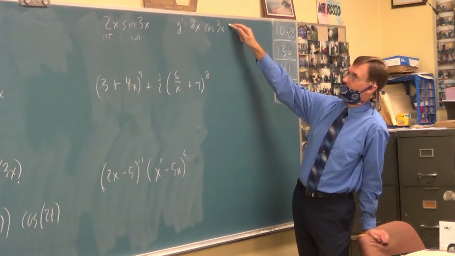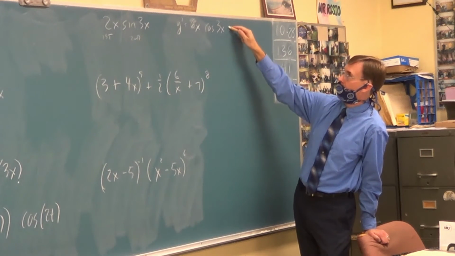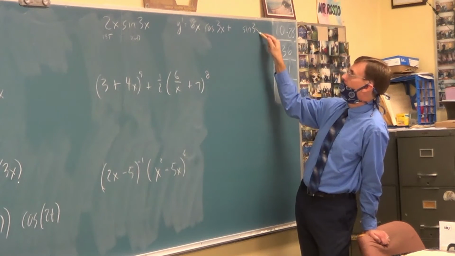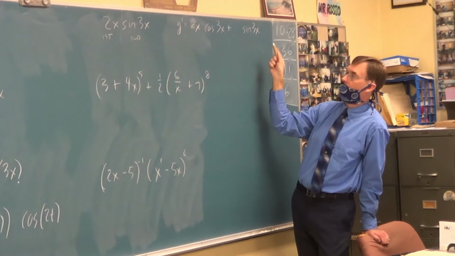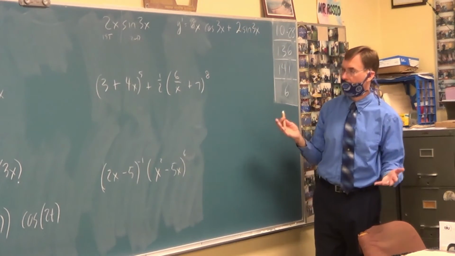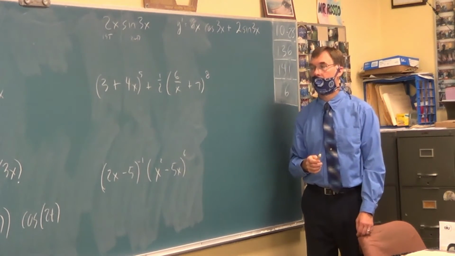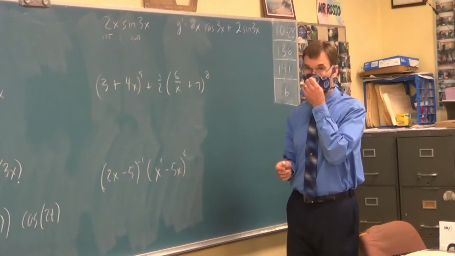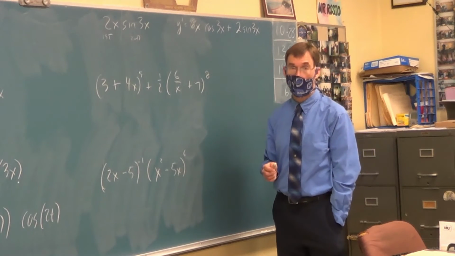Then product rule makes you go plus, copy the second one, derivative of the first is a 2, and now we're done. Okay. Is that all right? Yeah.